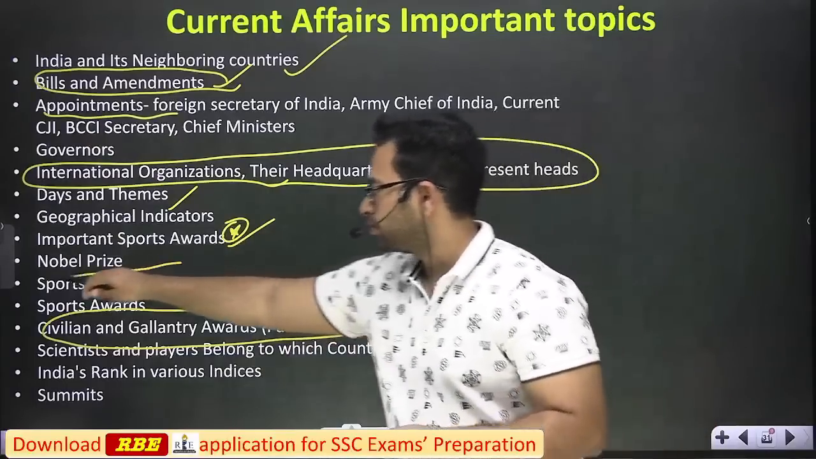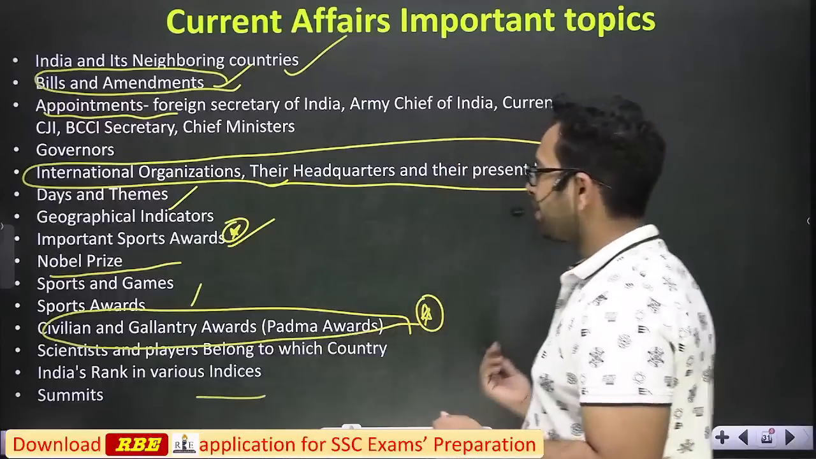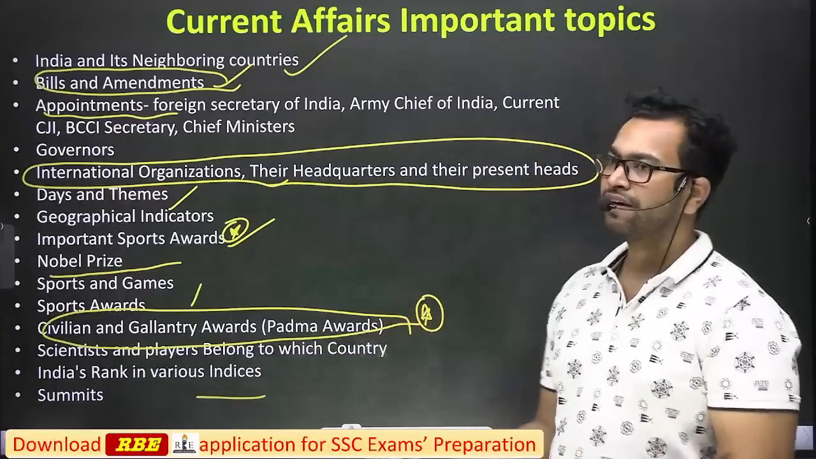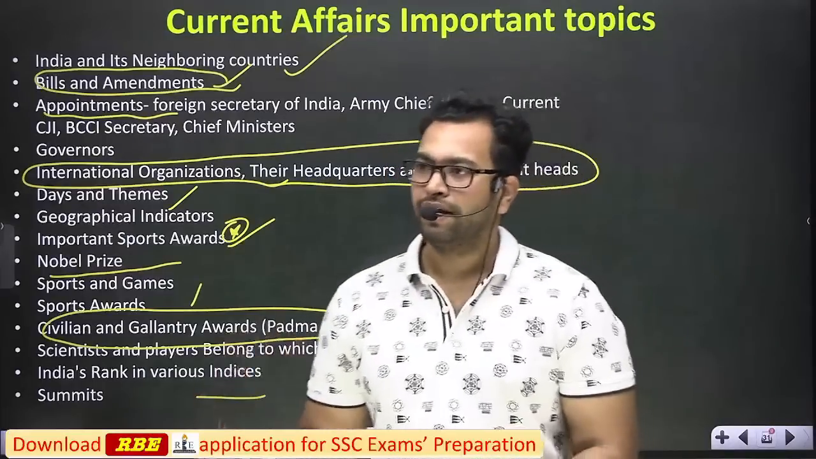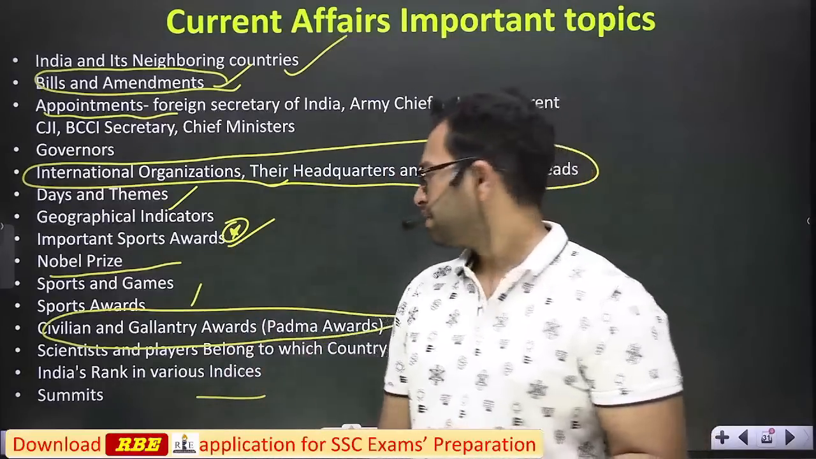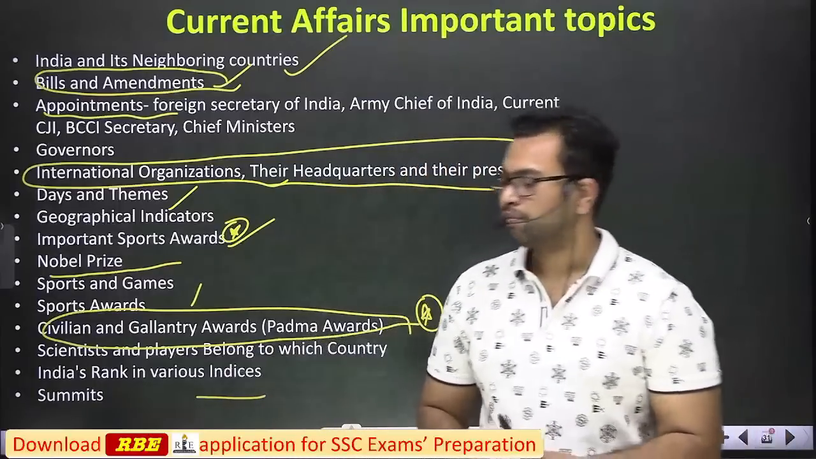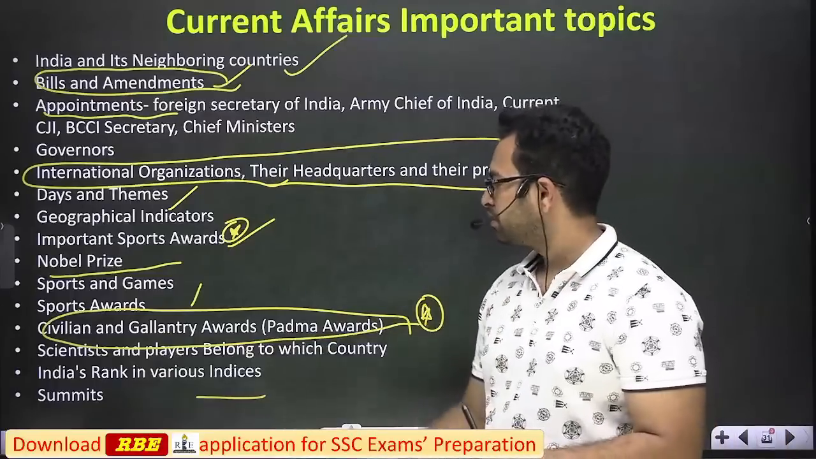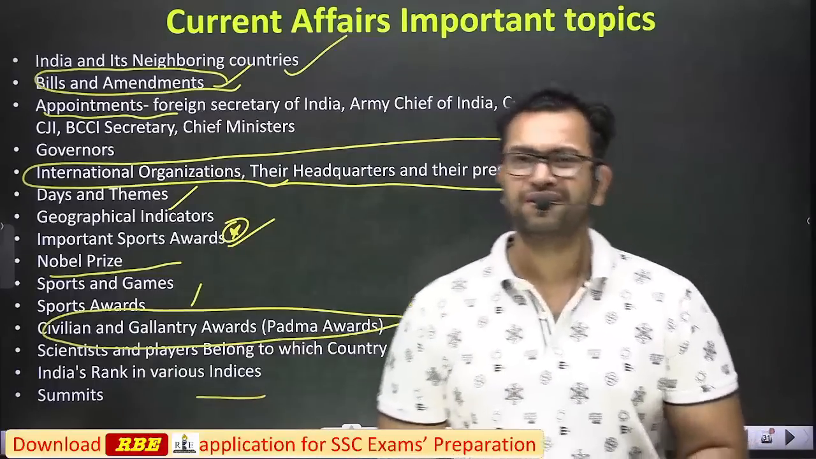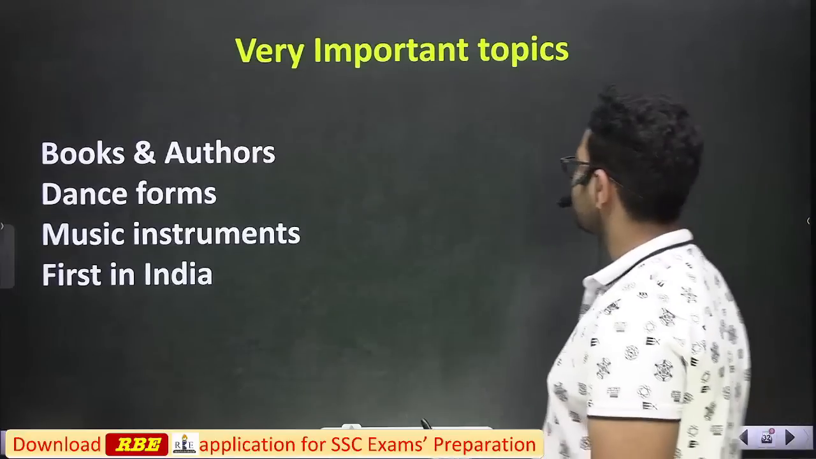Nobel prizes, a question is asked from that as well. Sports and games. India's rank in various indices, who topped in that rank, like the corruption perception index and happiness index and all that. Who topped, who was at the bottom, and what is India's ranking in that. These questions are asked in the SSC examination. We will try to cover all these topics in our ebook as well.